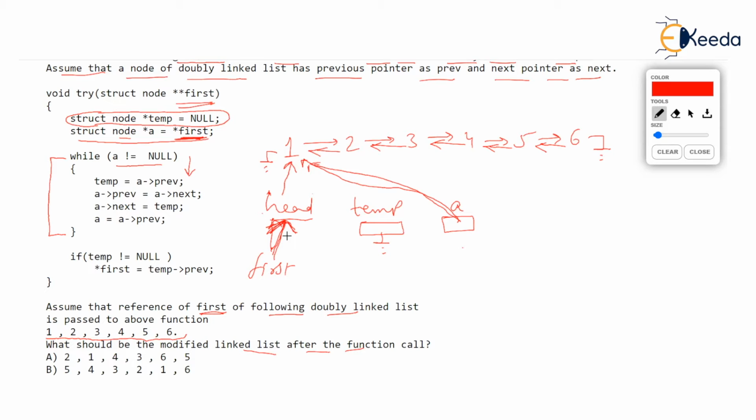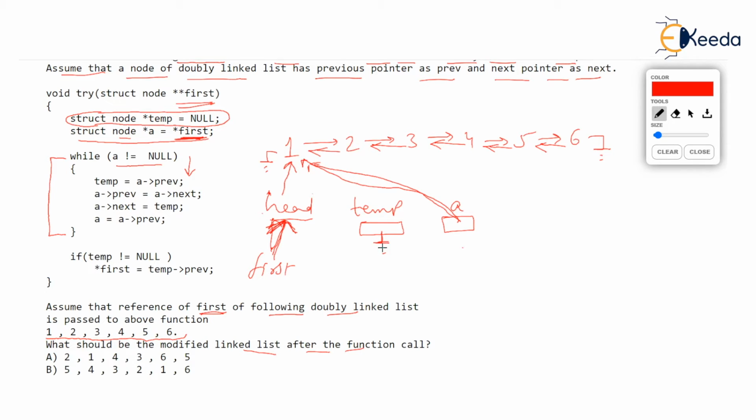Now watch, what does temp equal to a arrow prev mean? Look at this. What is a arrow prev? Follow the cursor. A arrow prev means prev of 1, but that's null, isn't it? We are saying temp should become equal to null because temp should become equal to a arrow prev. But anyway, temp is null and it will remain null.